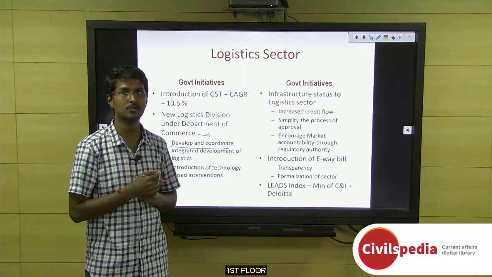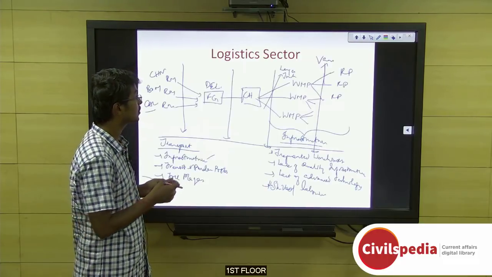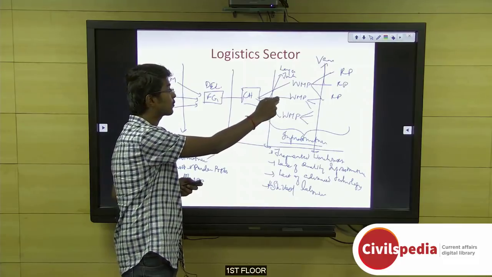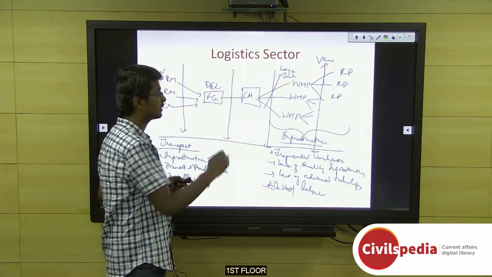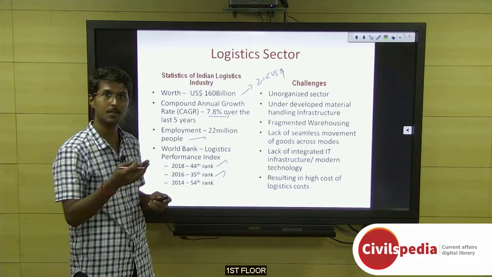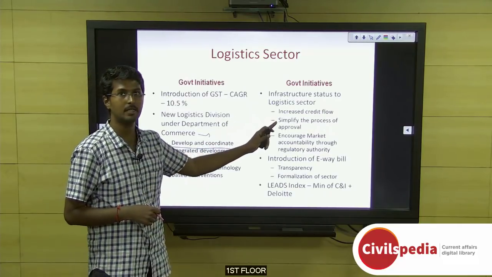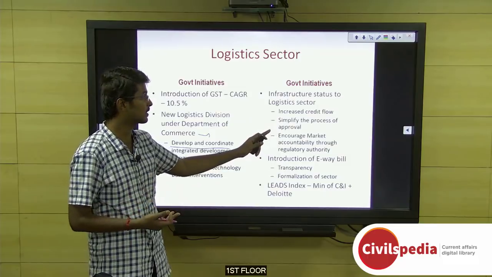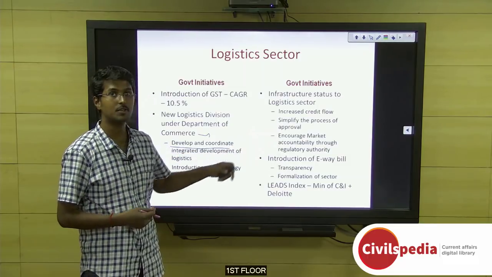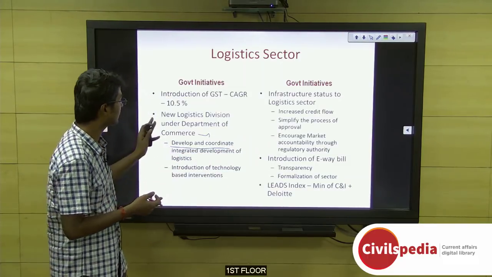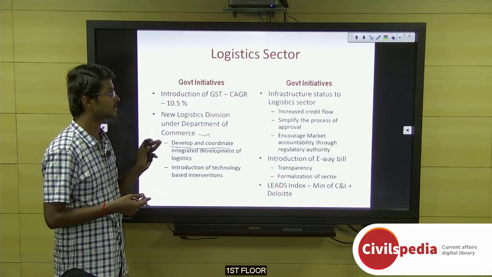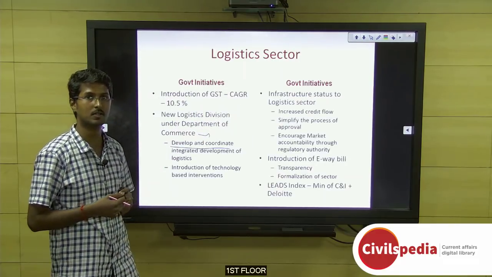So once you give infrastructure status, construction of these warehouses or the cold storages at the central level or at the wholesale level will be easy, because you will get capital with a low rate of interest. So we can expect to have an increased credit flow, and the process of approval has also been simplified with the help of creating this new logistics division, and also by according the infrastructure status.